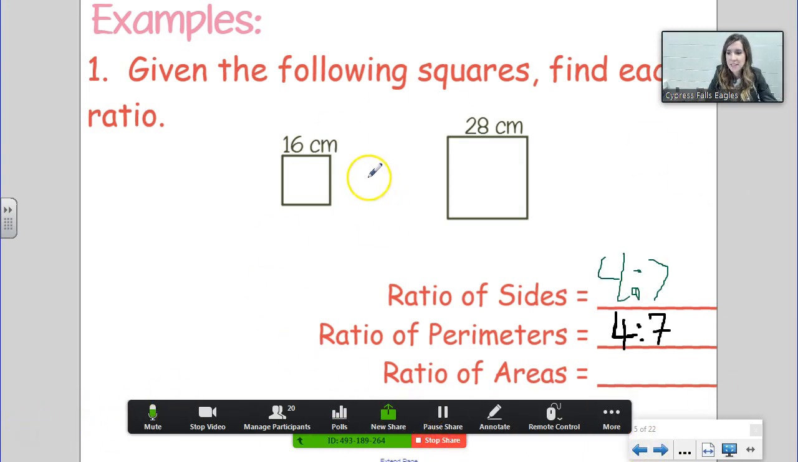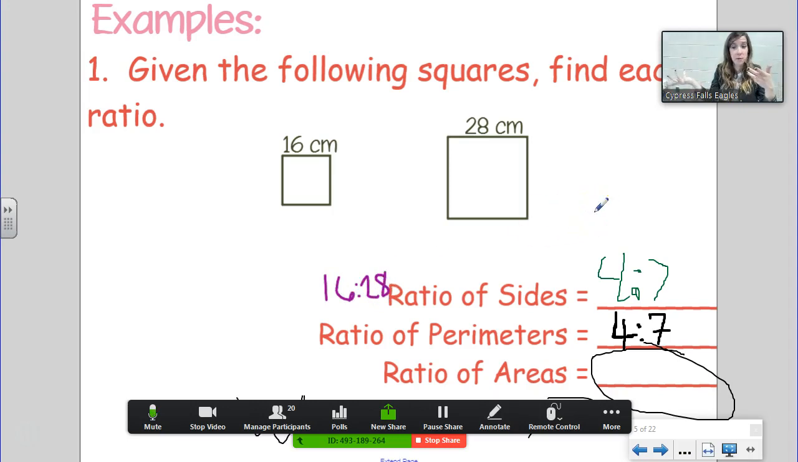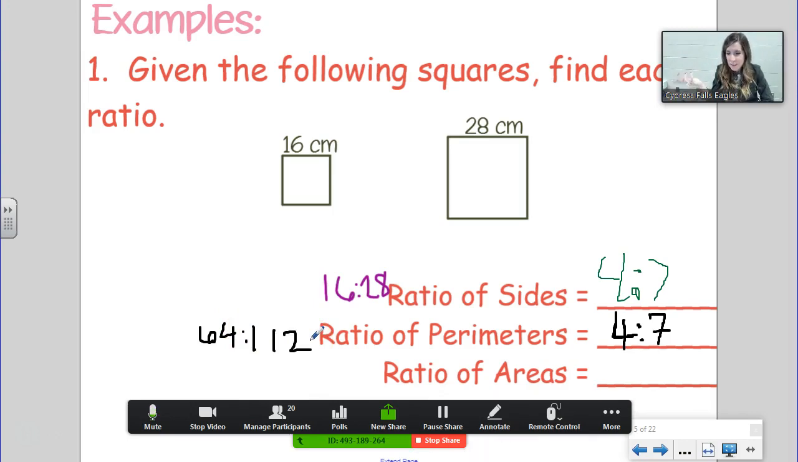All right, so the ratio of the sides, good. 16 to 28 reduces to 4 to 7. Very good. The ratio of the perimeters, you find the perimeter of each square, which is really easy to find. 64 to 112, very good. And that reduces to what? It reduces to 4 to 7. The same thing as what the sides reduce to. All right, what's the ratio of the areas?